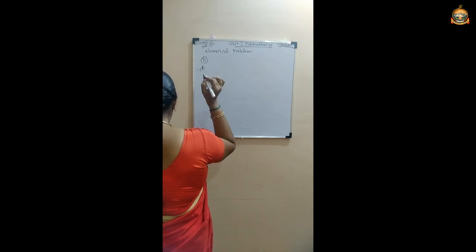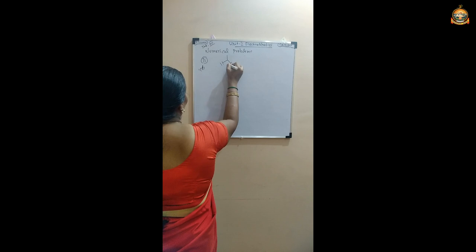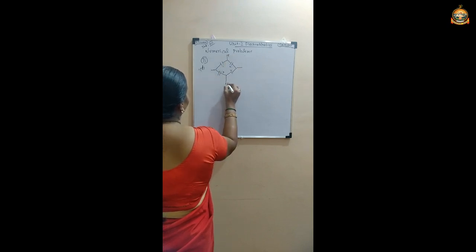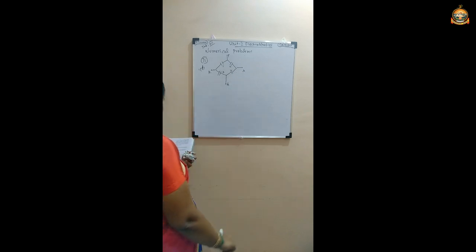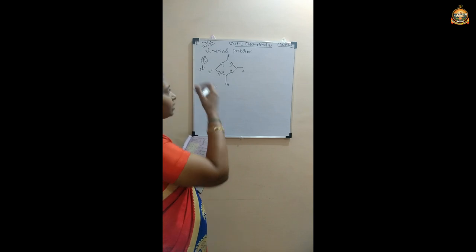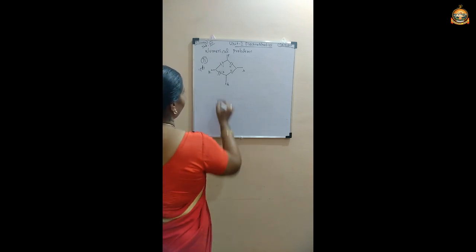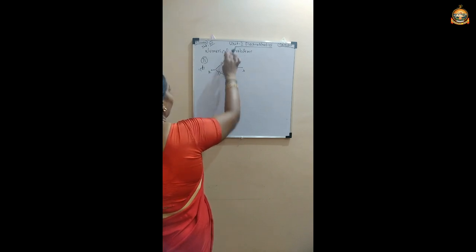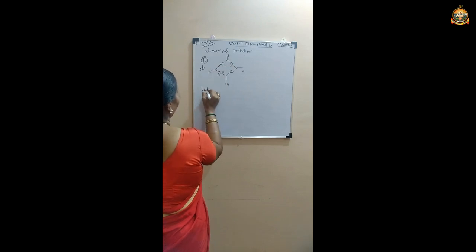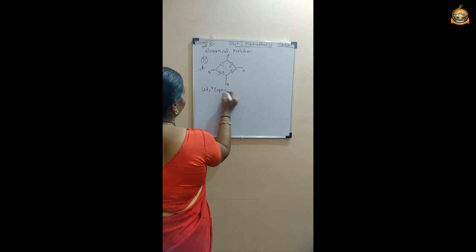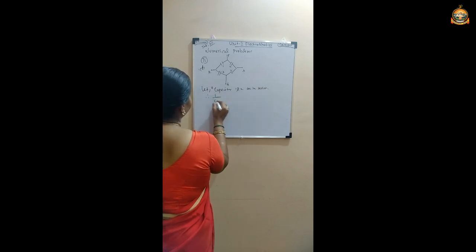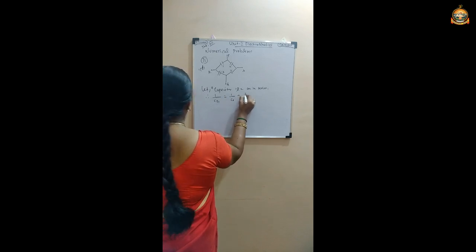What is given in your book? What is the effective capacitance of this combination of capacitors given in the circuit? Let us choose capacitors 1 and 2, which are in series connection across P and Q. Let capacitors 1 and 2 be in series. Therefore, 1 by CS1 is equal to 1 by C0 plus 1 by C0.